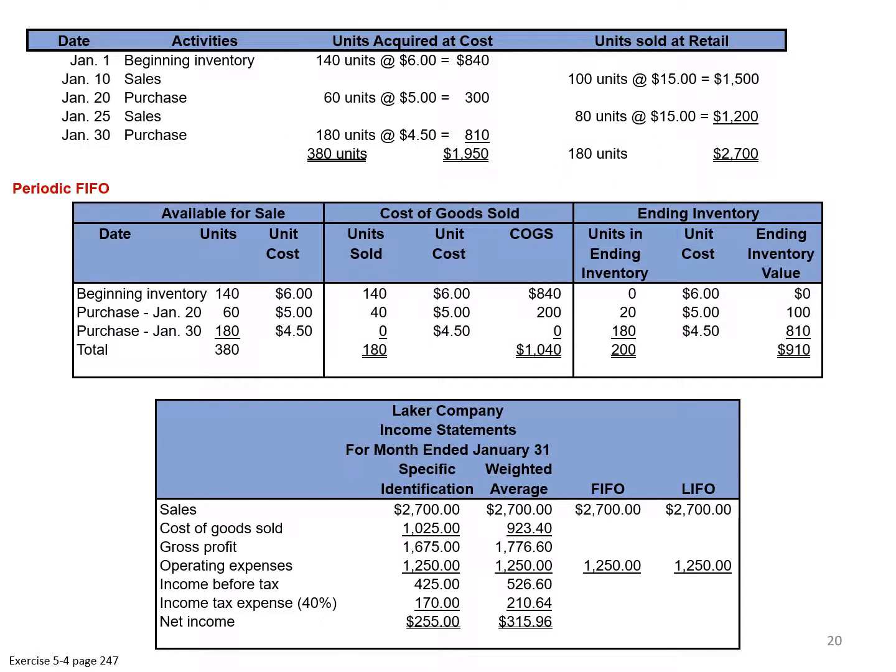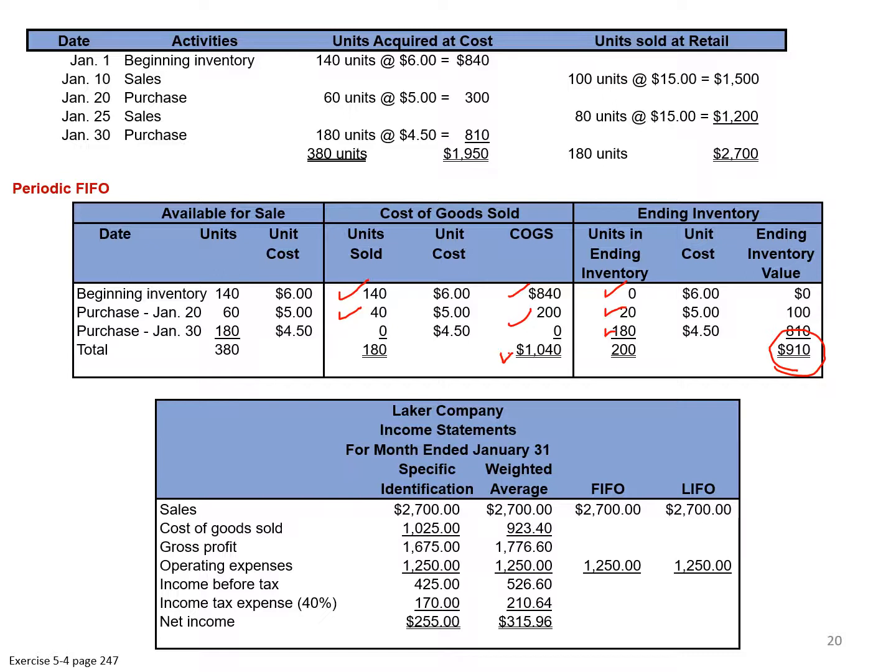Under periodic FIFO, we have 180 units sold. We're going to sell our first units first. So we're going to sell all 140 of our beginning inventory. We need another 40 to get to 180, so we're going to sell 40 of our 60 from January 20th purchase times the costs, right? It's 840 plus 200, or $1,040, which means you have 0 left in beginning inventory. 60 minus 40, you have 20 left from your January 20th purchase. And then your January 30th purchase, you have all 180 left sitting in your ending inventory.